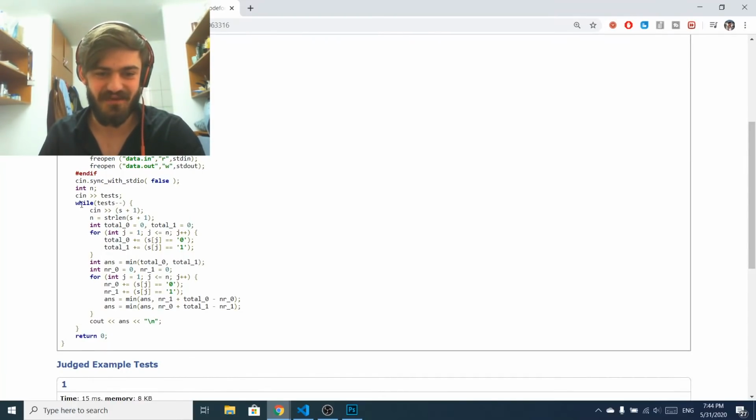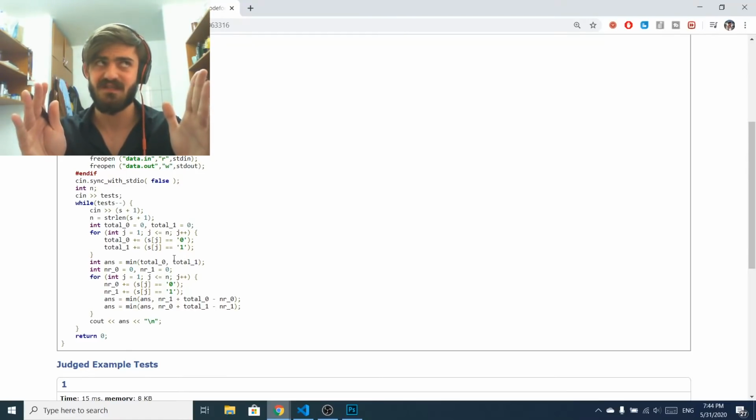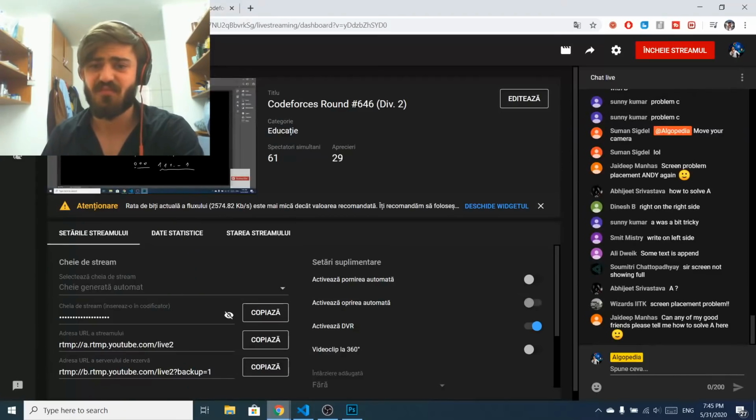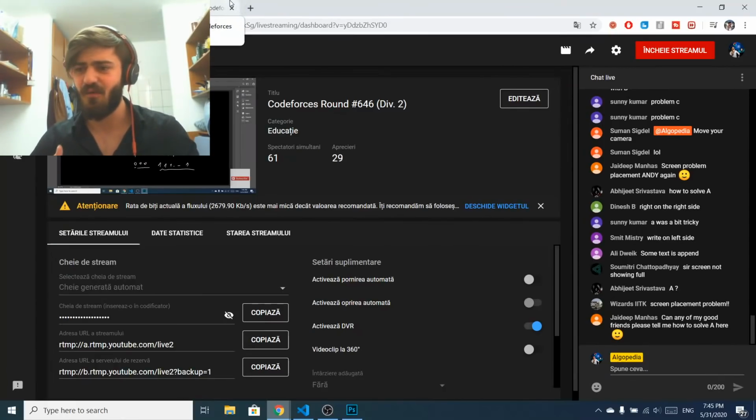So yeah, basically you can see what I did here. Total 0, total 1, iterated once, counted how many zeros, how many ones, and then I start off with the minimum between this, because I take into account only zeros and only ones for the string, and then for each j, which was the p that we used in the explanation, I just count how many zeros, how many ones, and then the two possible scenarios are here, right? So B was pretty simple, just like a warm-up, right?